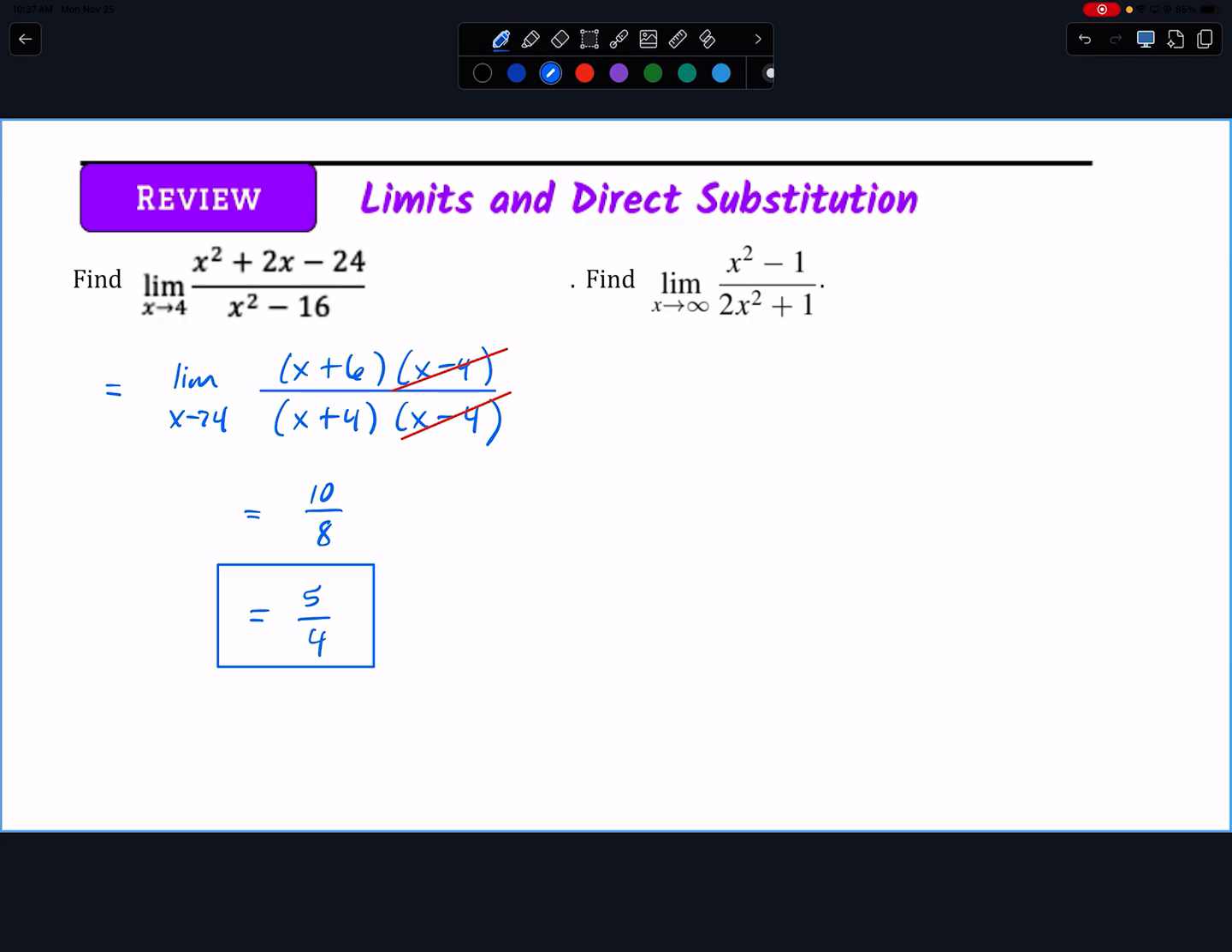Cool. That's going to be on your final. All right. Same idea. Am I allowed to directly plug in infinity? Because is infinity a number? No. Do you guys remember what we're going to do here if it's infinity?